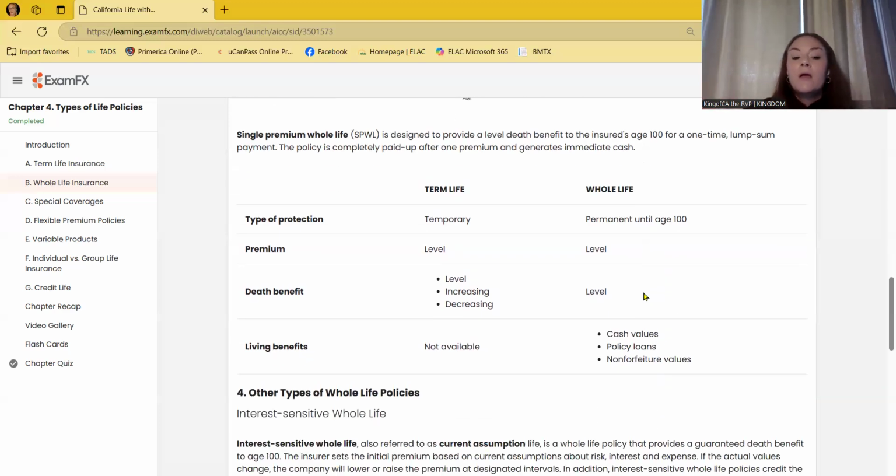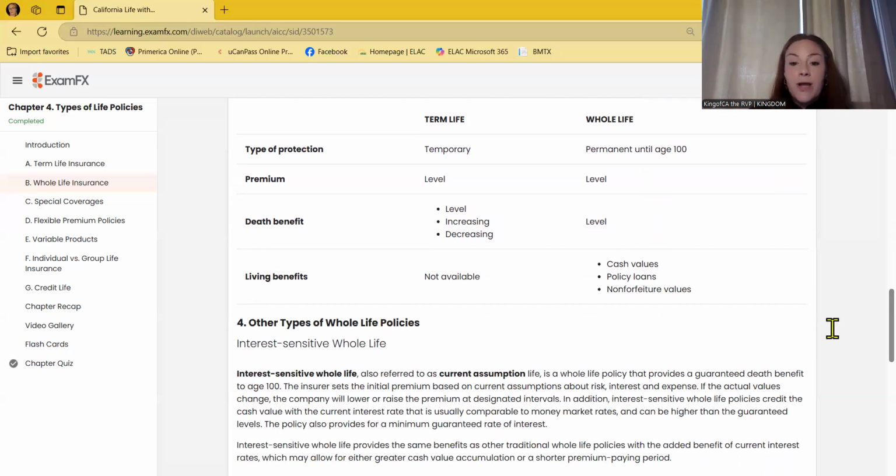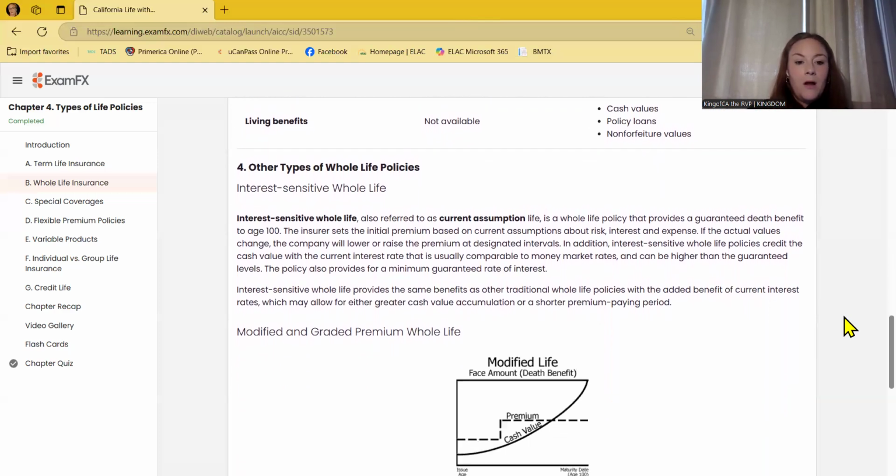Okay. Right here is just going over the differences between term and whole life. Please go over that on your own. That's a great way to kind of understand what those two types of policies are. All right.